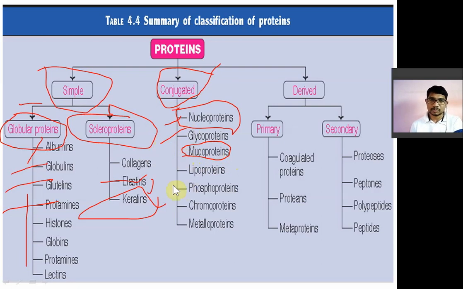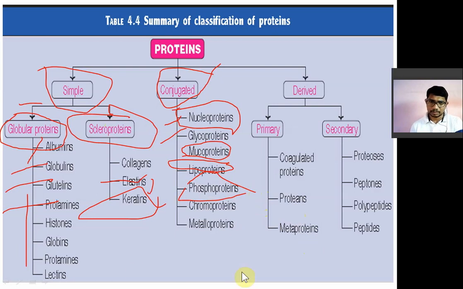Lipoprotein is a complex of lipid with proteins. Lipoproteins come in two or three types: HDL, high density lipoprotein; LDL, low density lipoprotein; chylomicrons, very low density lipoprotein. Then the next one is phosphoprotein. In this phosphoprotein, a phosphoric acid group is the prosthetic group. For example, casein from milk. Casein from milk is an example of phosphoprotein.